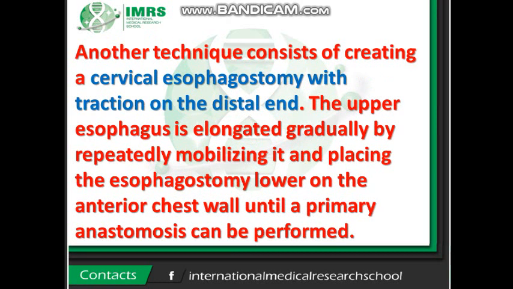Also, another technique consists of creating a cervical esophagostomy with traction on the distal end. The upper esophagus is elongated gradually by repeatedly mobilizing it and placing the esophagostomy lower on the anterior chest wall until a primary anastomosis can be performed.